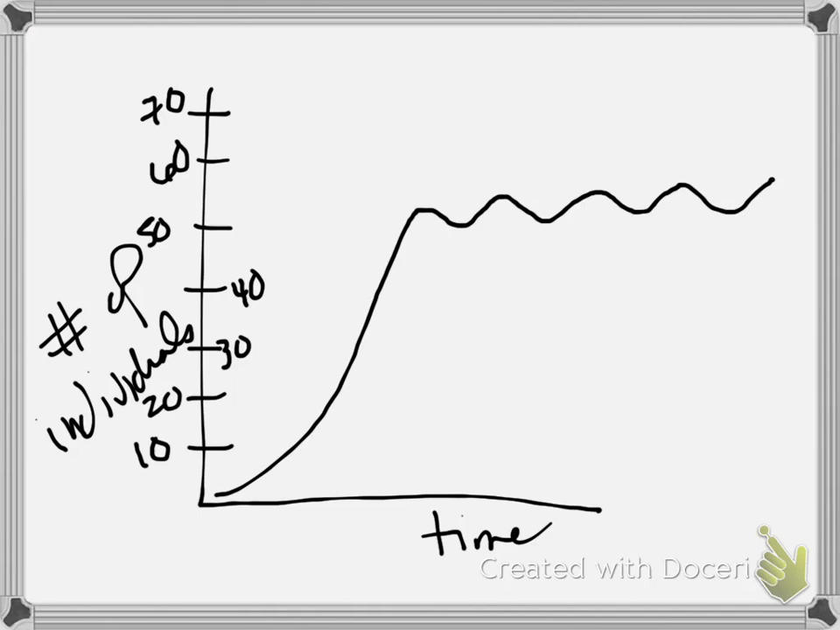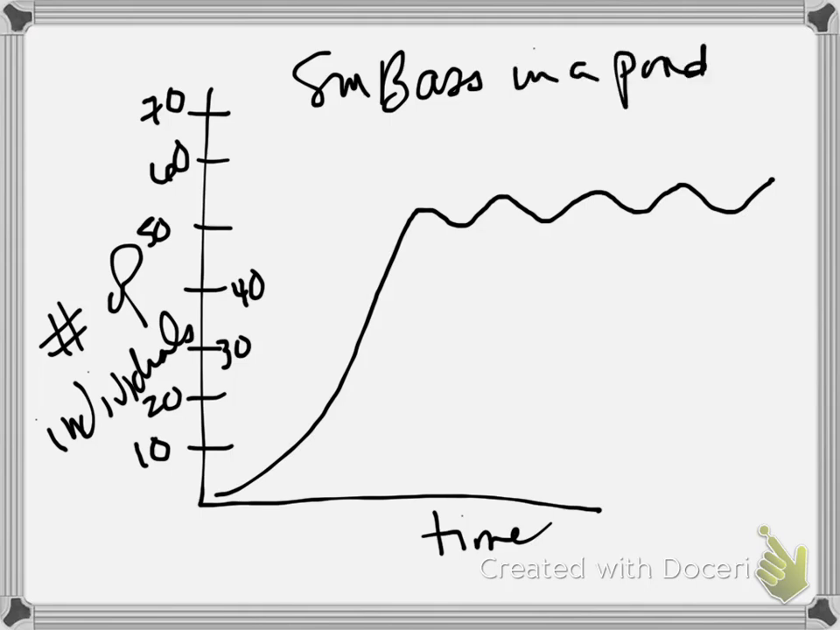You could imagine. So if this was bass, we'll make them smallmouth, in a pond. So we're talking about a population because we've named the species, we've named the location. This is, we'll say, tell you what, Smith's Pond. We'll give you a pond, Noah. Okay. This is the population of smallmouth bass in Smith's Pond.